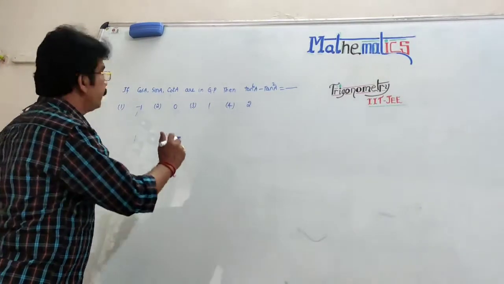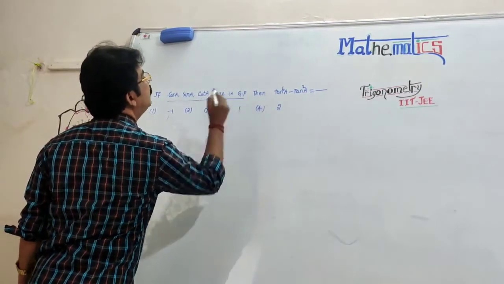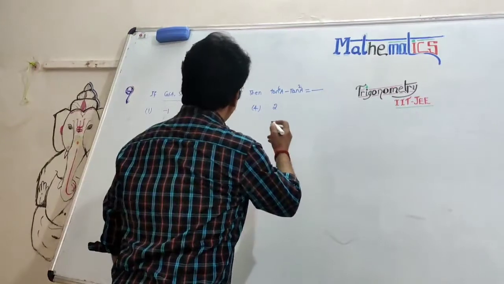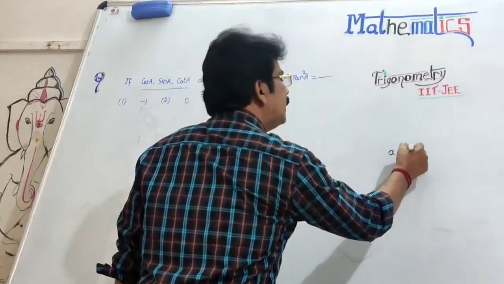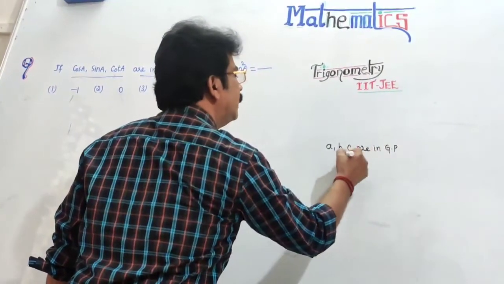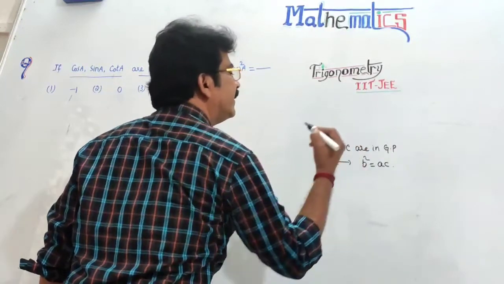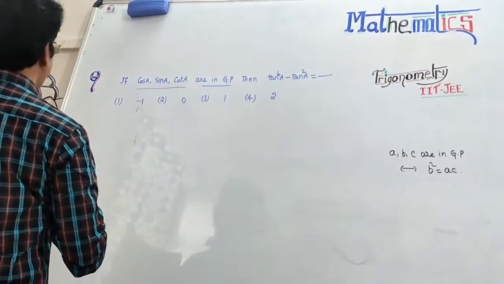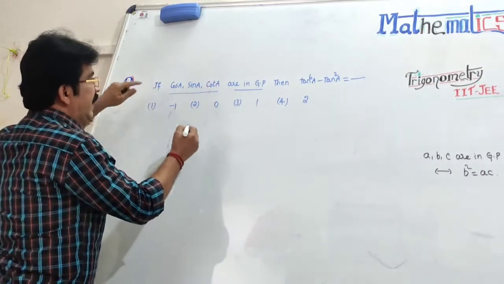Next question. If cos A, sin A, cot A are in GP. Actually, the basic formula: GP means geometric progression. If A, B, C are in geometric progression, then B square is equal to AC. This is the standard formula or property. So therefore, this is small a, this is small b, small c. Therefore, we have b square.